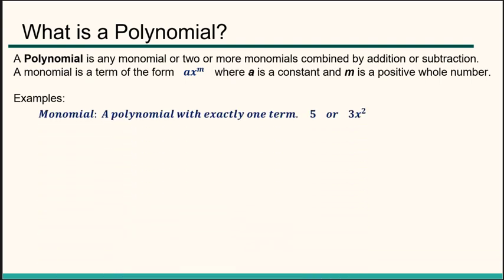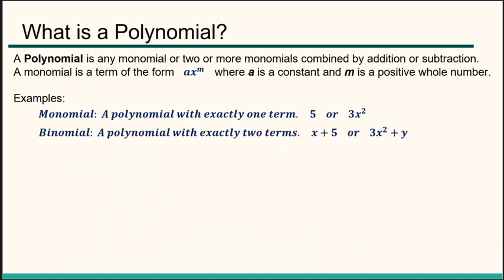A monomial, mono meaning one, is a polynomial with exactly one term. Examples of this would be like 5 or 3x squared. A binomial is a polynomial with exactly two terms. Bi means two, such as x plus 5, so there are two things being added together there, or 3x squared plus y. There's also two things being added together there.